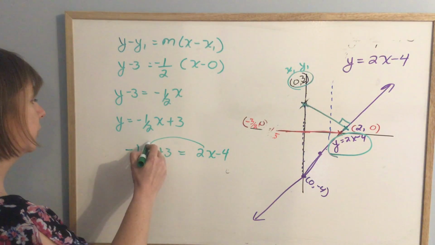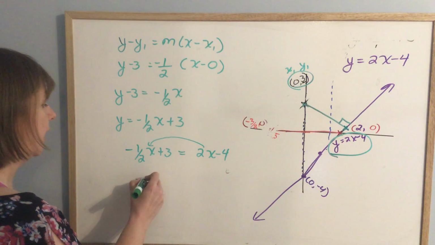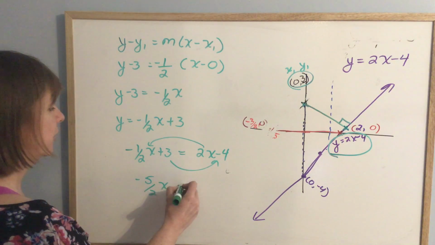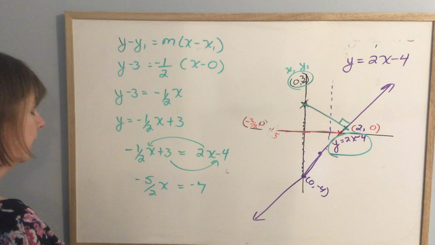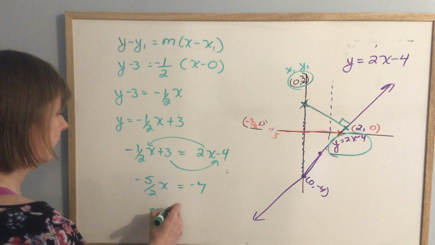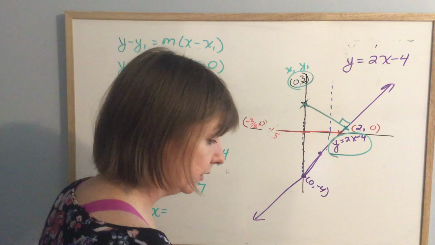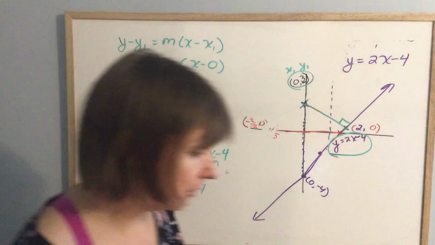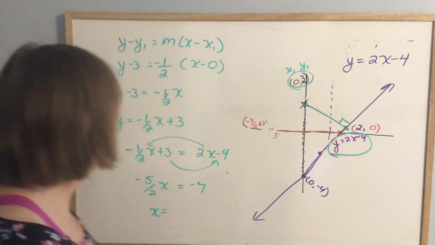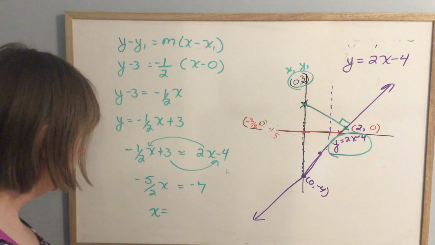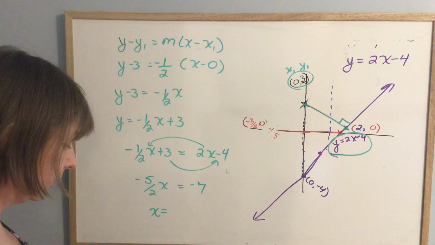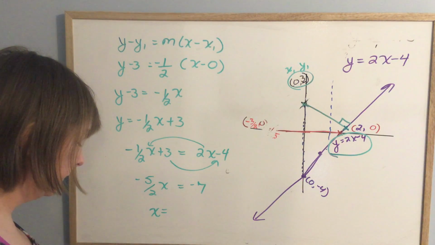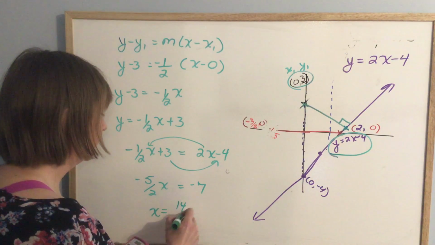So if I move this over here and subtract it, I have negative 2.5, which would be negative 5 over 2x. If I move this over here, negative 4 take away 3 is negative 7. So my x is going to end up being something really gross. It's going to end up being negative 7 divided by negative 5 over 2. It's going to end up being 14 over 5.